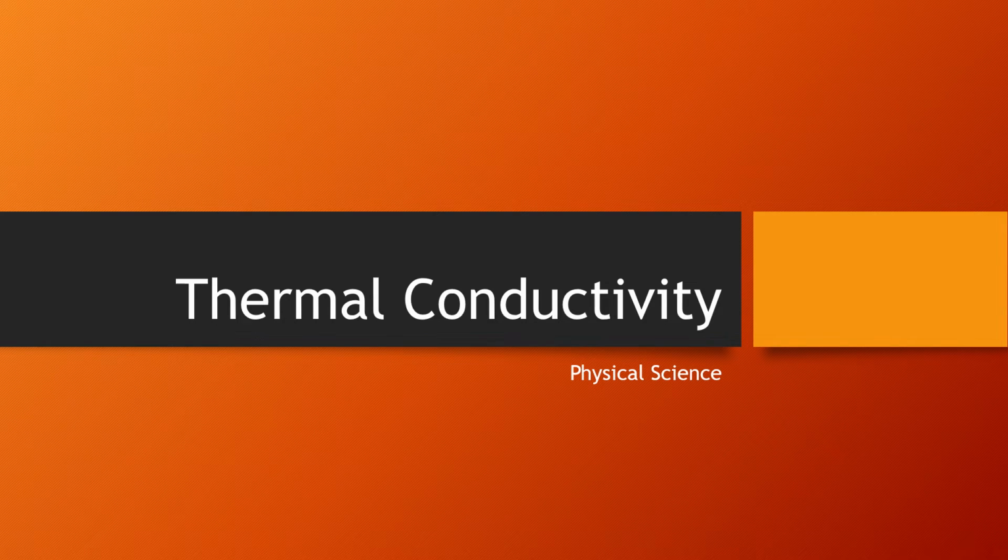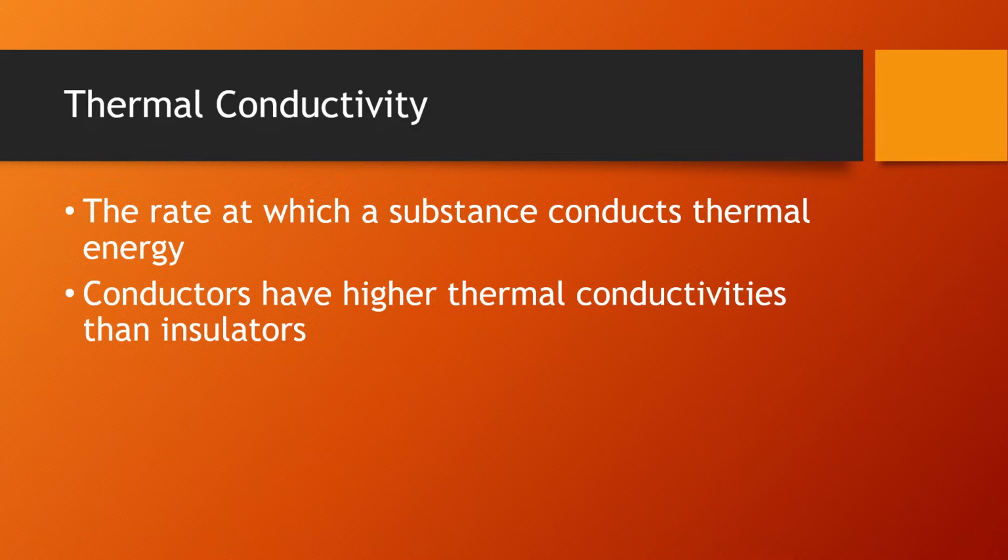In this video, we're going to be talking about something called thermal conductivity. The definition of thermal conductivity is the rate at which a substance conducts thermal energy. So how well can it conduct the energy through the substance itself? We talked a little bit about this without actually using the term when we talked about metals and nonmetals first semester. So conductors have a high thermal conductivity because they can conduct well, and insulators have a low thermal conductivity because they can't pass that energy through that object.